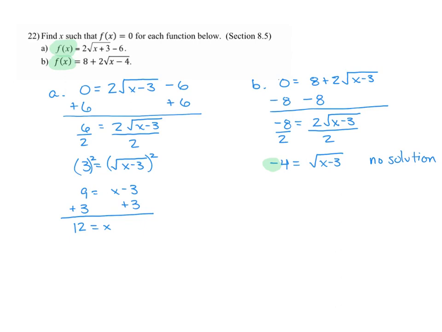If you do decide to continue this, we would square both sides. We get 16 equals x minus 4. Add 4 to both sides, and we get 20 equals x. But here's the thing you have to check.